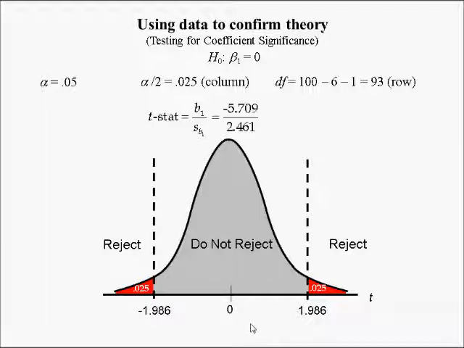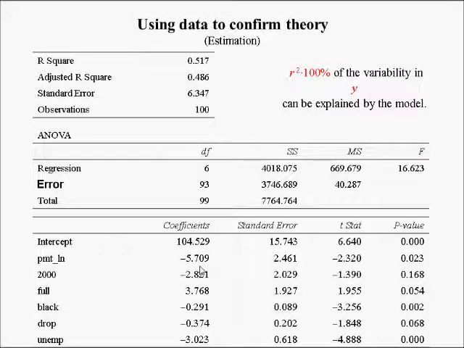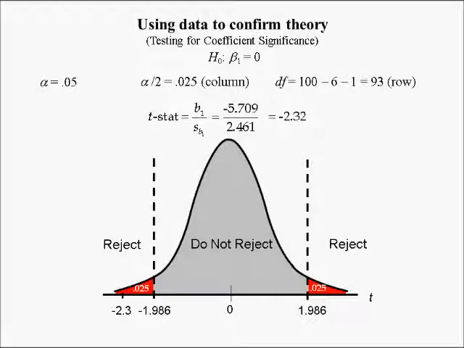Remember, the t-stat was the coefficient divided by its standard error, and we got that from the table. The coefficient was negative 5.709, and its standard error was 2.61. The t-stat was negative 2.320, and the p-value is 0.023. That's exactly what we get here, negative 2.32, which means the t-stat is in the reject region. So we reject the null at a 5% level of significance, meaning TANF welfare payments influence the decision to work.